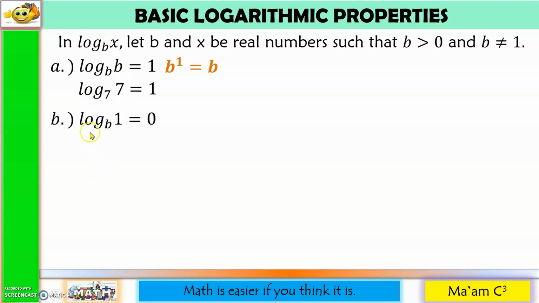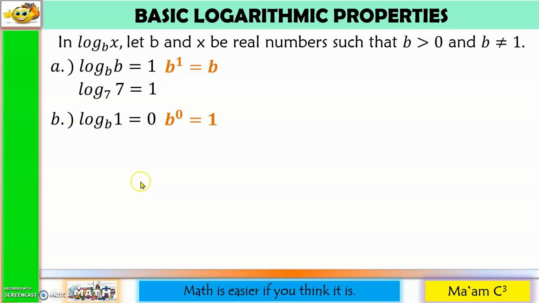Next property, the logarithm of 1 to the base b is equal to 0. Let's convert this into exponential form. b raised to 0 is equal to 1. Isn't it that any number except 0 raised to 0 is equal to 1? So it means this property is correct.